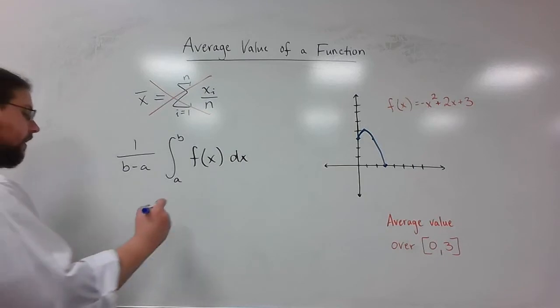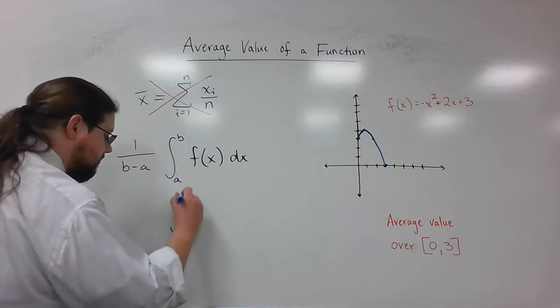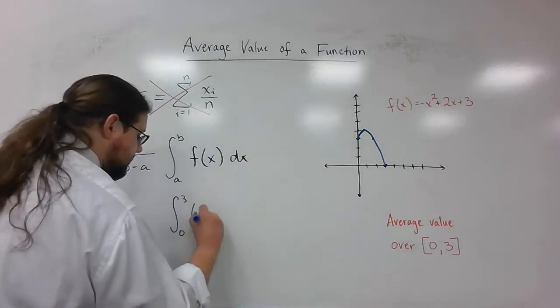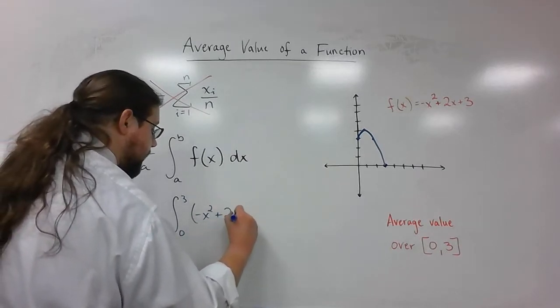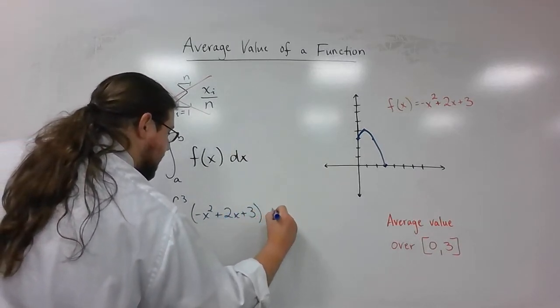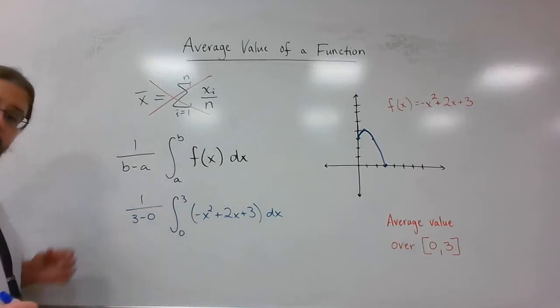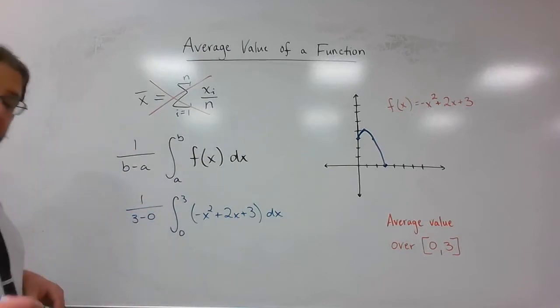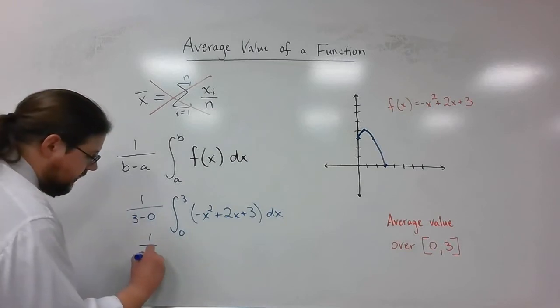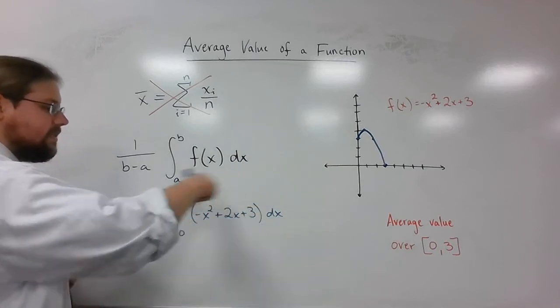So here I go. Again, the definite integral from 0 to 3 of my function, which is negative x squared plus 2x plus 3 dx. And then I'm going to divide by 3 minus 0. So I'm going to go ahead and finish working out this problem. 3 minus 0 is 3. And I'm going to go ahead and start doing the definite integral here.